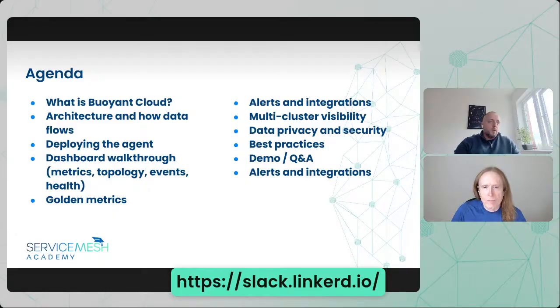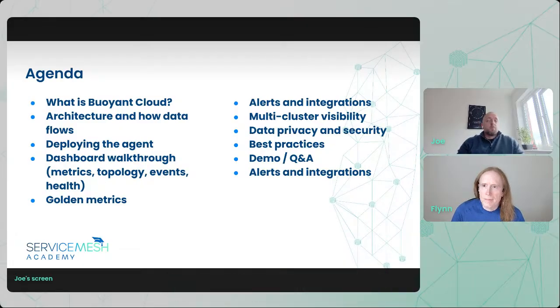And so there's no AI demo, but we can talk about how Buoyant Cloud fits into that. Some best practices. We've got the demo and Q&A. And I just realized I've copied alerts and integrations twice on that list. Well, I mean, alerts and integrations are very important.